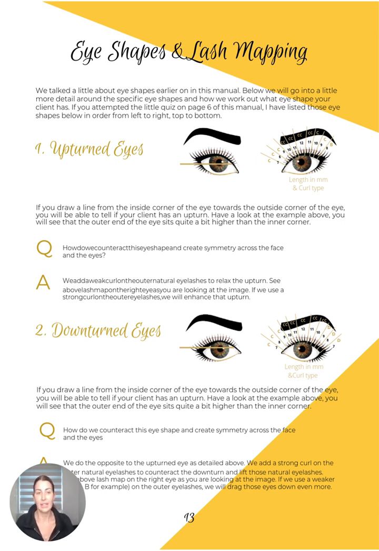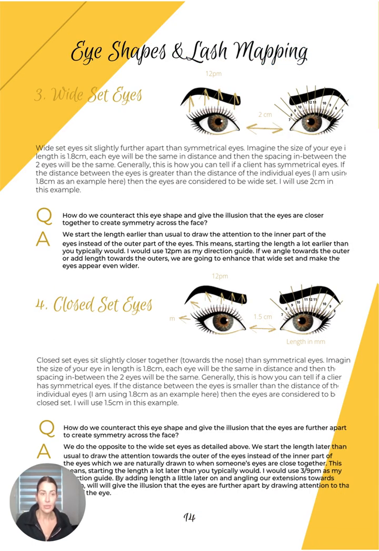Eye shapes and lash mapping. These give you an idea of the lash maps that I would use if a client has this eye shape. When we go back to the eye shapes element of this manual, where we had 1, 2, 3, 4, 5, 6, 1 was talking about upturn, 2 was talking about downturn, 3 was wide set, 4 was close set, for example.